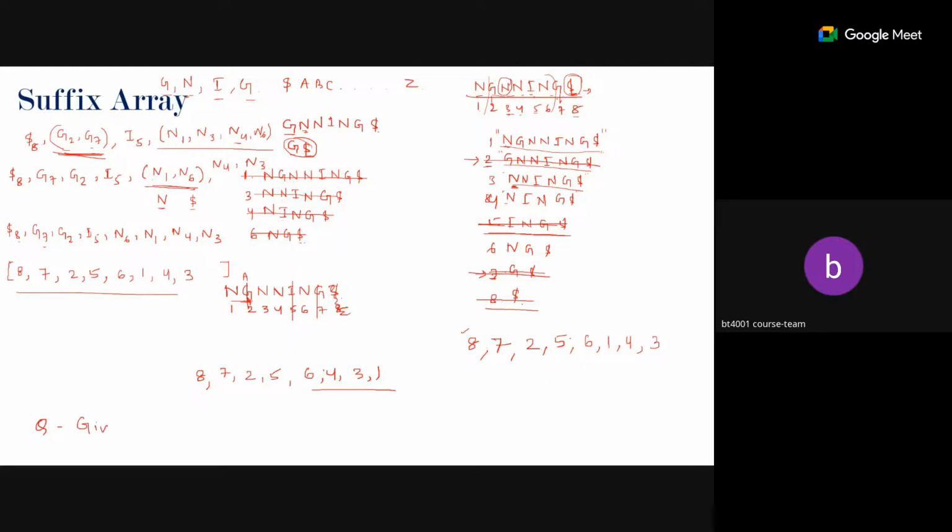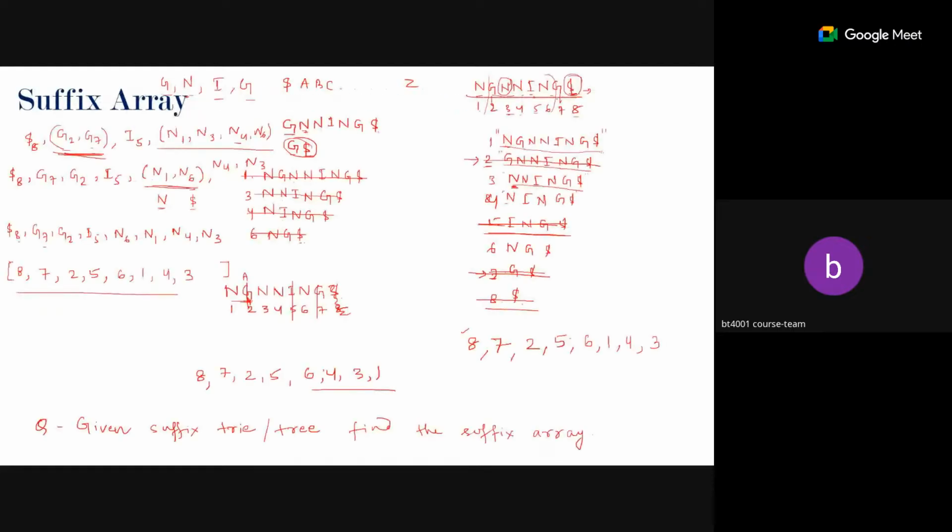Given the suffix tree, trie or tree, whichever is convenient to you, find the suffix array. This is the question.